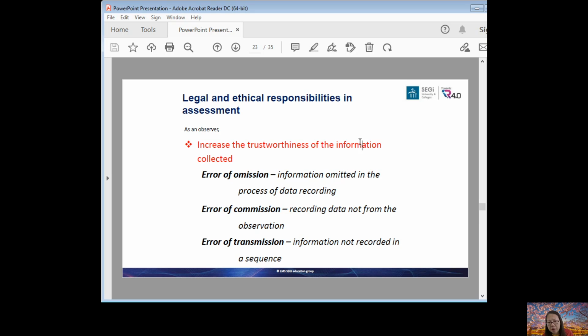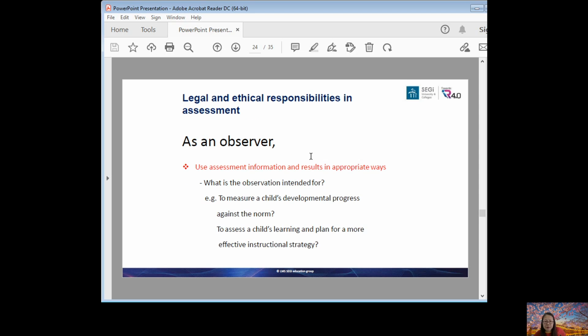Commission. What is commission? Recording data not from the observation. You record from the observation, then suddenly you see something outside and you record that. Commission is something extra which is not inside what you're supposed to observe. Transmission. After observation, you write down and put into record information in sequence. When you do that, you may mix it up. So that is the error of transmission. Everyone should know this as an observer.